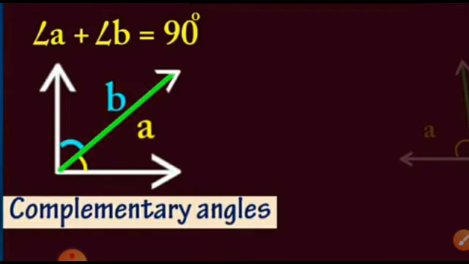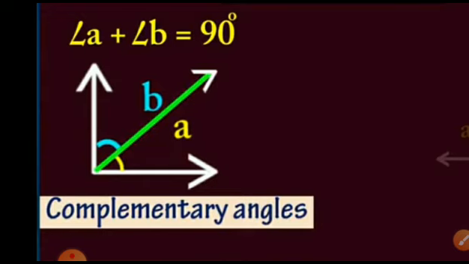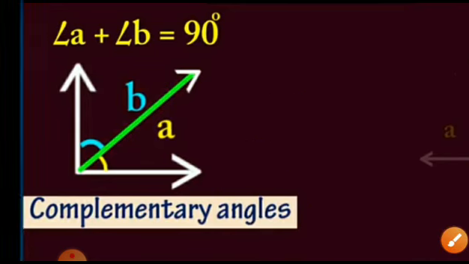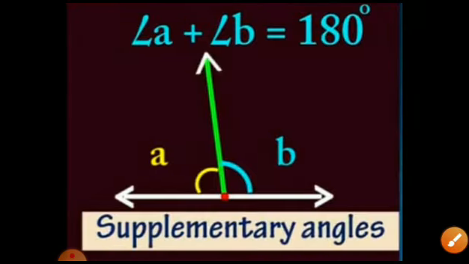Now here I have shown the adjacent angles, but for complementary angles you can have any two angles whose sum is 90. Then the angles will be complementary. Suppose I have been given an angle of 30 degrees, what will be the complement of this angle? Just 90 minus 30. So 60 degrees is the complementary angle of 30 degrees. Is that clear?